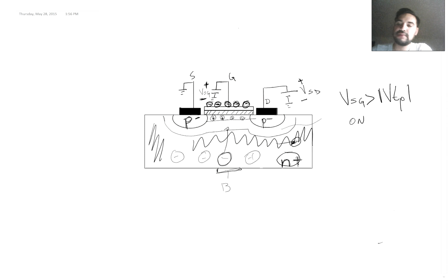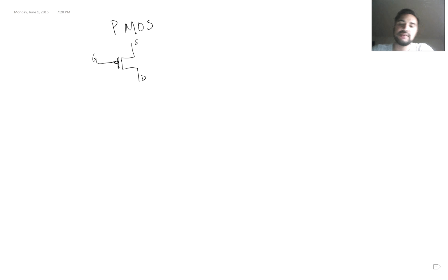Okay, so let's start with the first example. Let's first do the symbols for the PMOS. We have a transistor right here. This is the one that we're going to use, and we're going to have the gate, but this time we're going to have a circle. This is the important part. This is how you know that it's a PMOS.